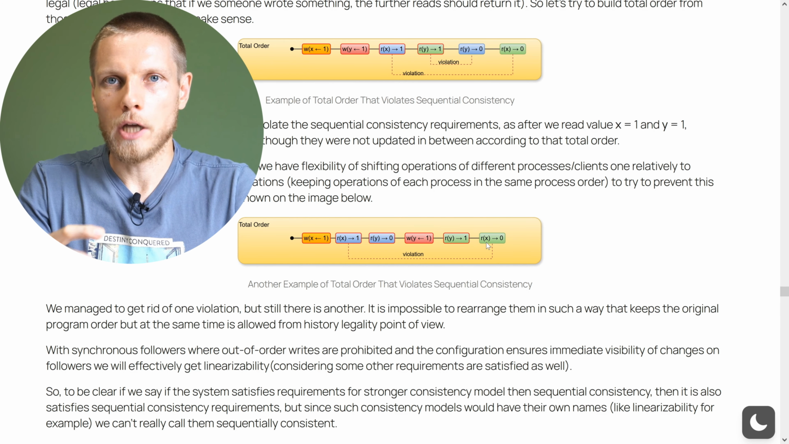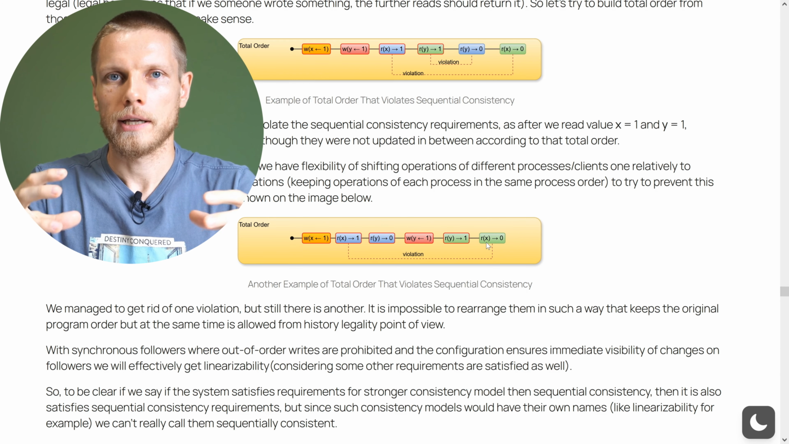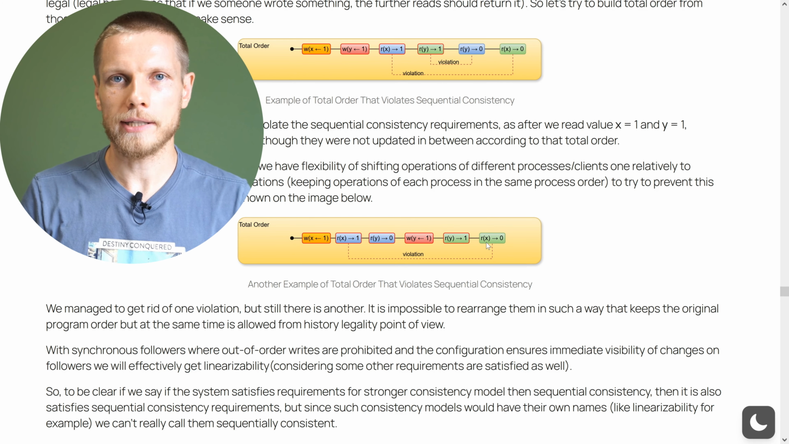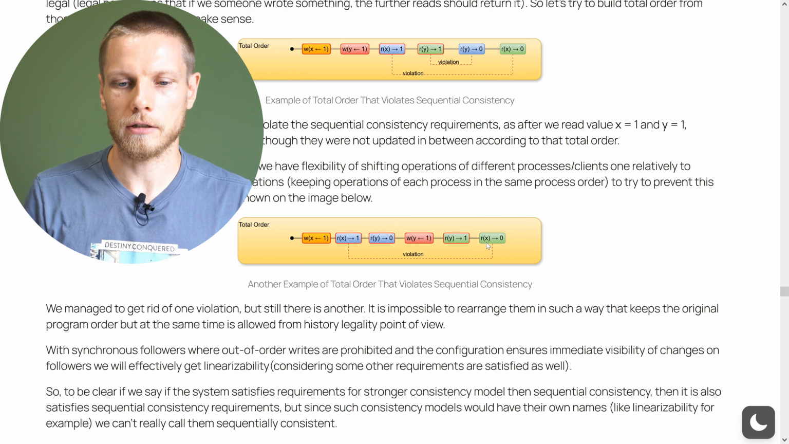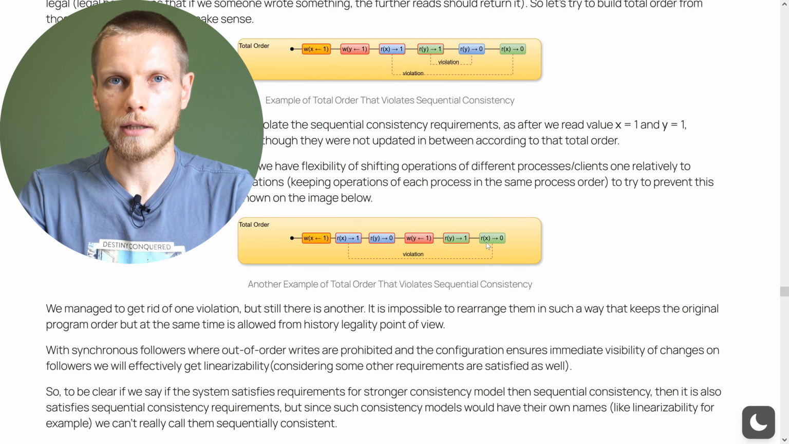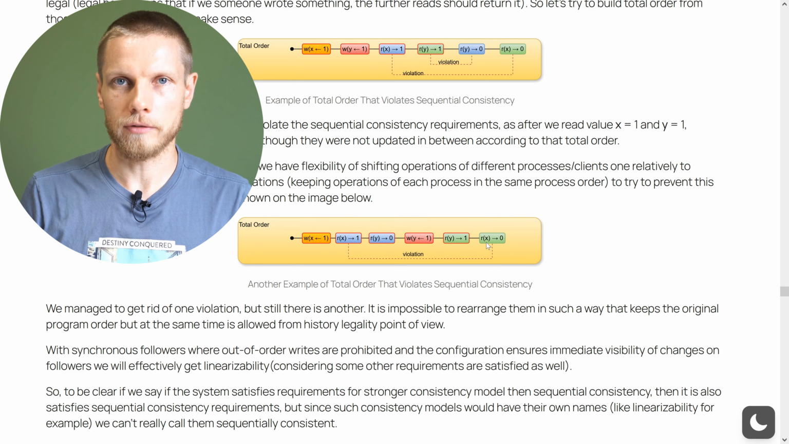So there is no way we can reorder those operations to get a specific total order which would satisfy the sequential specification of a register. So we have shown that with asynchronous followers, even with some session guarantees, it's not possible to achieve sequential consistency. So with asynchronous followers, sequential consistency is not achievable.